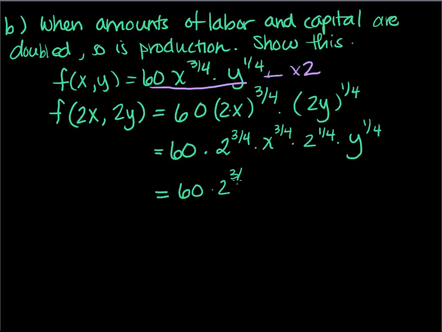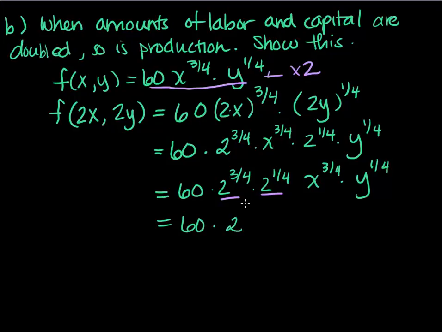Now I'm going to clean this up a little bit. I'm going to bring my 2 to the 1/4 over to hang out with my 2 to the 3/4, because that looks like they could be friends. And then I'm just going to leave my x and my y. If you remember also from algebra, what do we do when we multiply two things with like bases, meaning they both have the 2? We add their exponents. What's 3/4 plus 1/4? That's a 1, people. That's what I wanted to see.